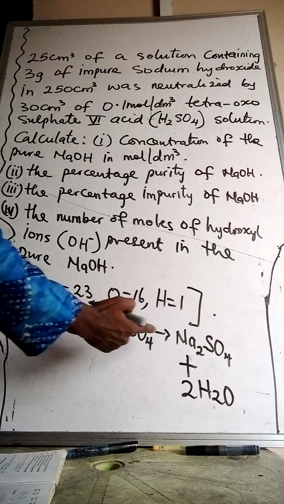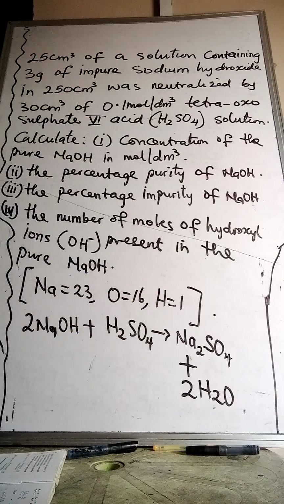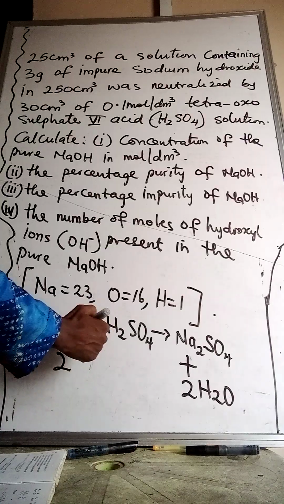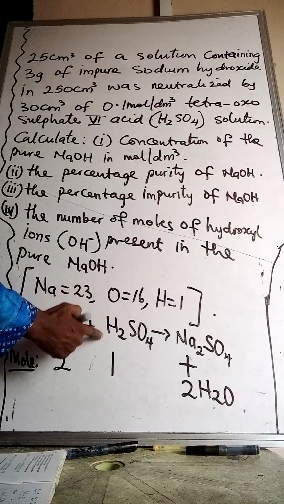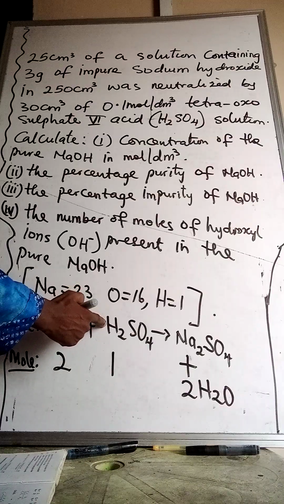This is the equation of the reaction. Mole: the number of moles in the reaction for the base, sodium hydroxide, is 2, and that of the acid is 1, because when you see an invisible number here, it means 1.